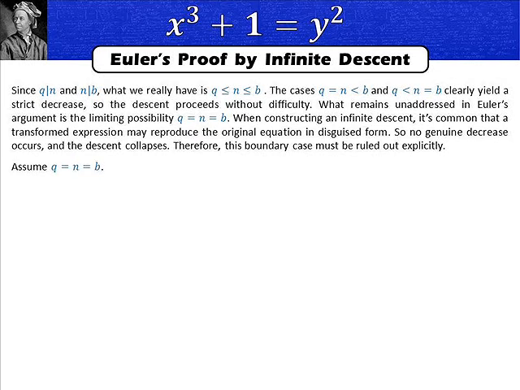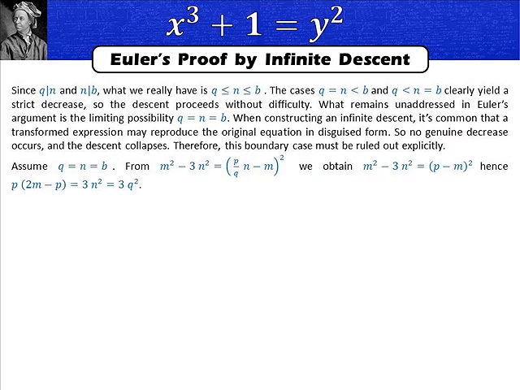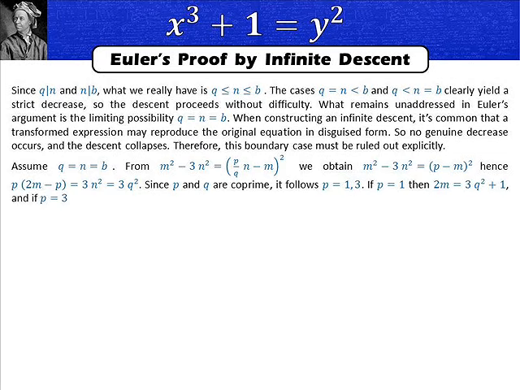Assume q equals n equals b. From this previous equation, we obtain m squared minus 3n squared equals the square of (p minus m). Hence, p times (2m minus p) equals 3q squared. Since p and q are coprime, it follows p equals either 1 or 3. If p equals 1, then 2m equals 3q squared plus 1. And if p equals 3, then 2m equals q squared plus 3.